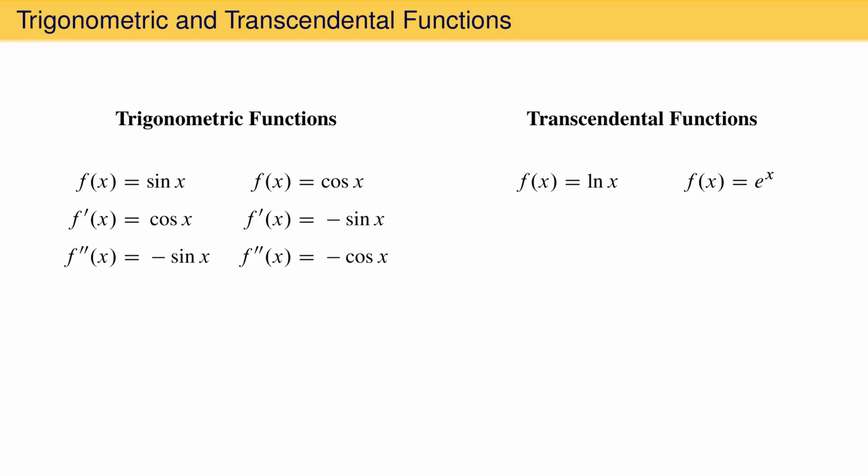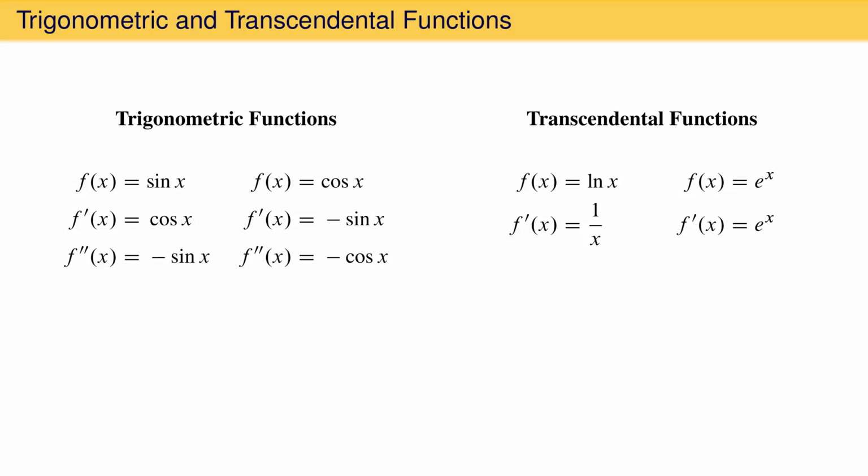For the transcendental function natural log of x, the first derivative is 1 over x. The second derivative can be found by using the power rule on this result. For the function e to the x, the first derivative is easy to remember because it is the same as the function itself. Higher derivatives are all the same.